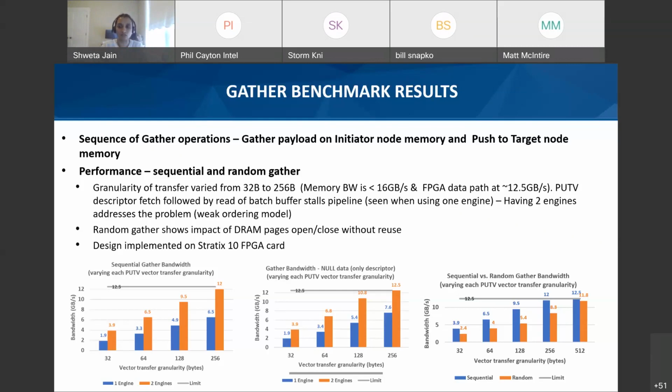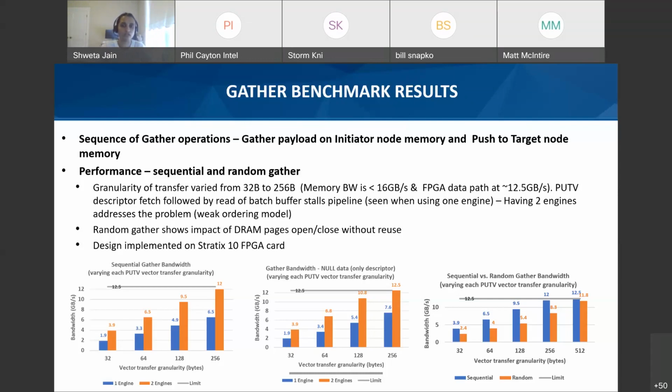The last graph shows a comparison between when the source buffer addresses are placed sequentially in memory versus when they are placed randomly in memory. That is what the last graph is representing. So let's look at the first graph more closely, and what it's trying to indicate.